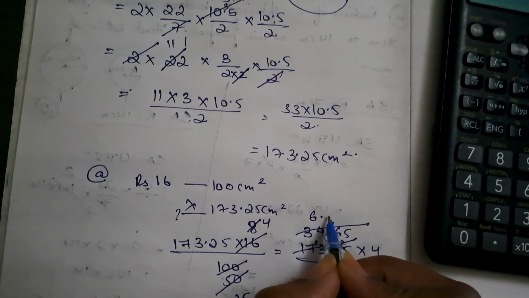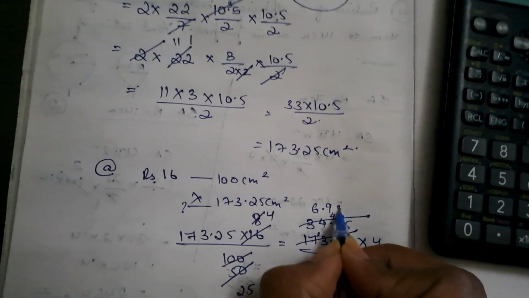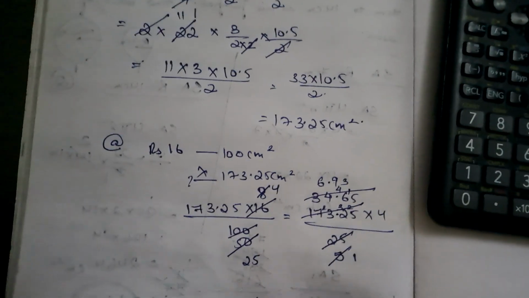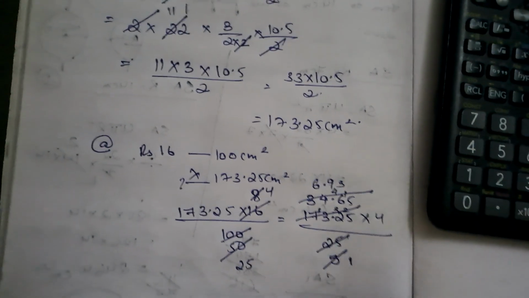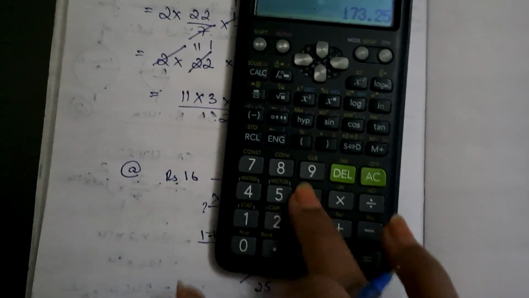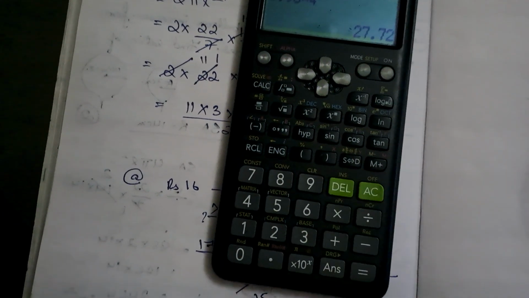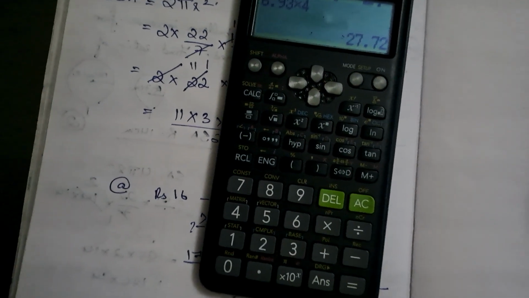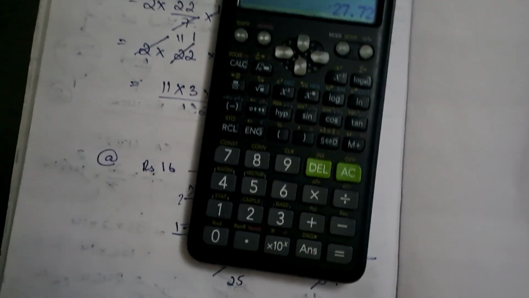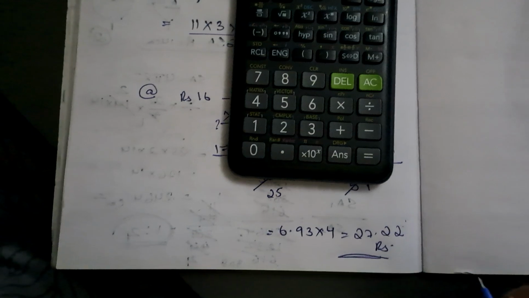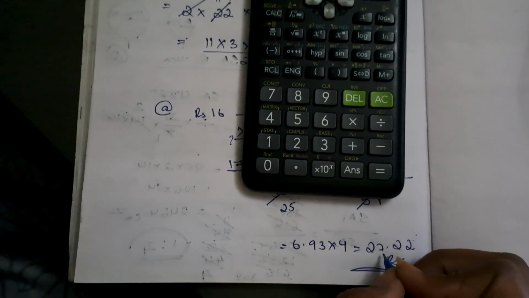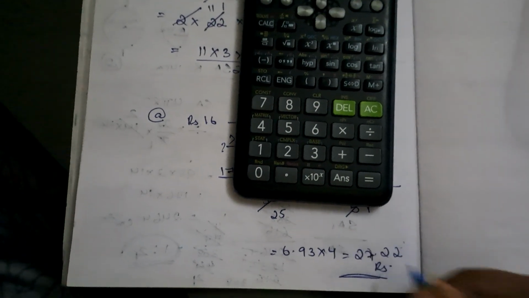Now 4 9s are 45, and then 3 times, so I'm left with 6.93 times 4. That turns out to be around 27.72 rupees that I have to pay for this. This much rupees will be required to plate the inner surface of the bowl.